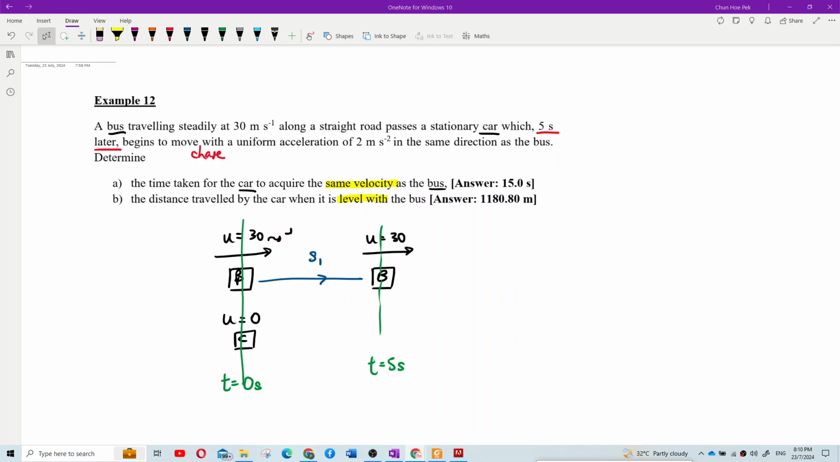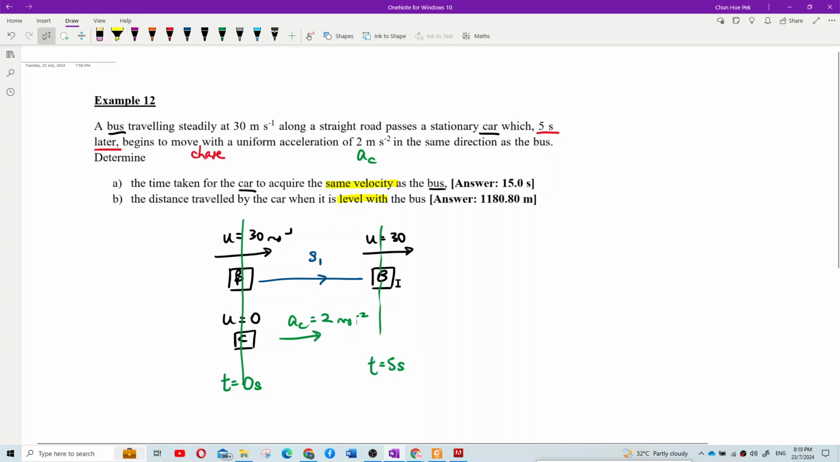So 5 seconds later, only the car start to chase. He travels, okay. 5 seconds later, the stationary car start to give acceleration of 2 meters per second square. So this is the acceleration of the car. So the car start to accelerate at 2 meters per second square in the same direction as the bus.